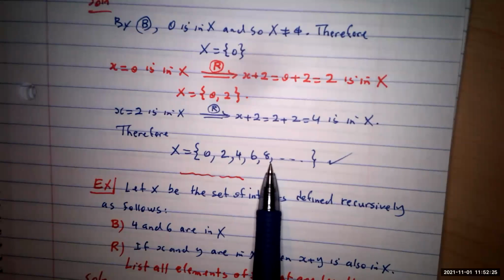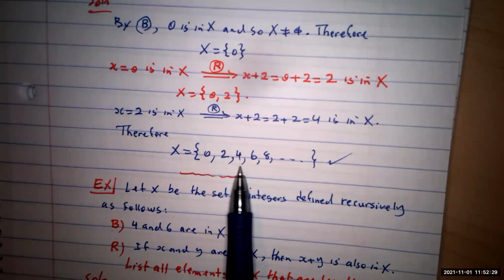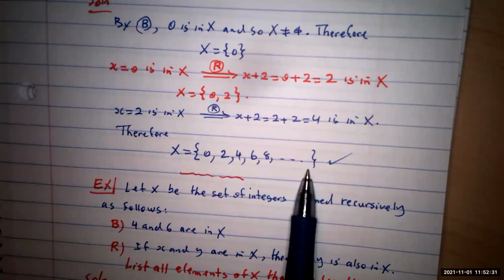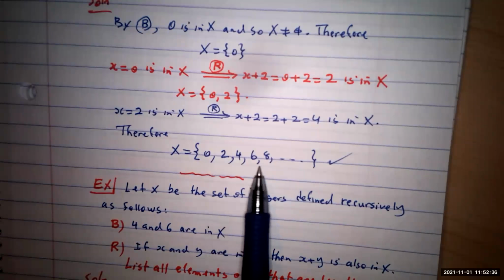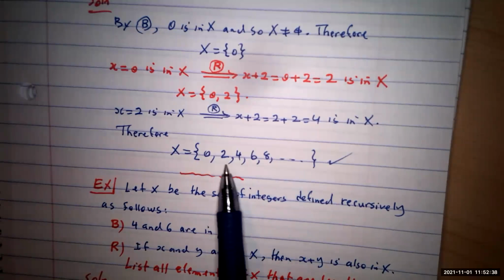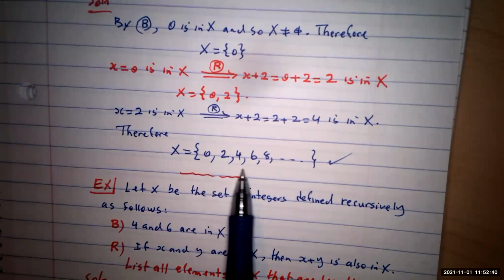These numbers? Sure, they're all even. Yes, they're all even. We know that it's going on forever, but we can prove that without writing any other elements. We can prove that every element of this set is an even number. How are we going to prove it? Induction.